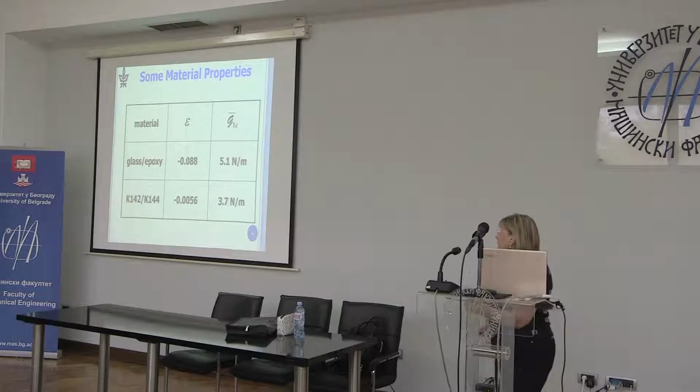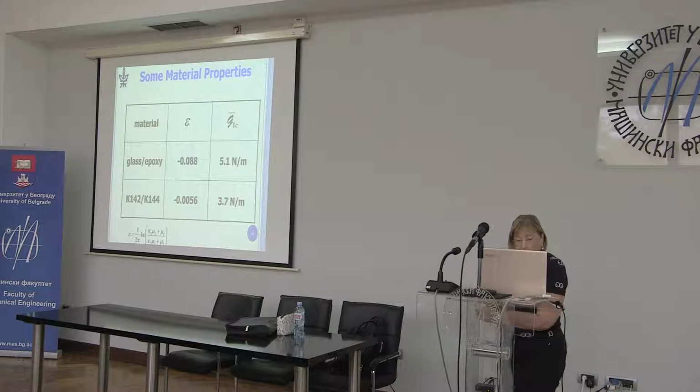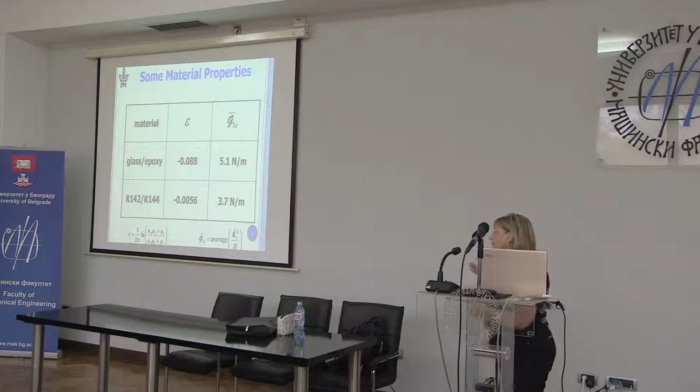And so for glass epoxy, the material that we used, epsilon was minus 0.088, and for the two ceramic clays, the epsilon is very, very much smaller. It's an order of magnitude smaller than for glass epoxy. And I think I have the formula right. Here is epsilon, and here is G1C. For each specimen, we carried out between 20 and 30 tests.